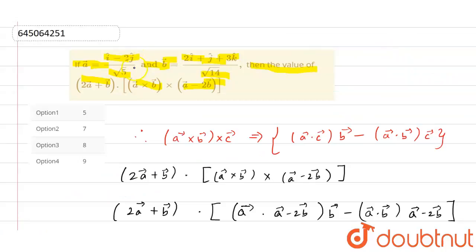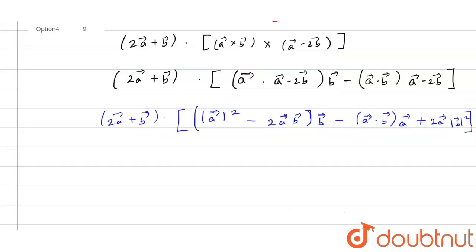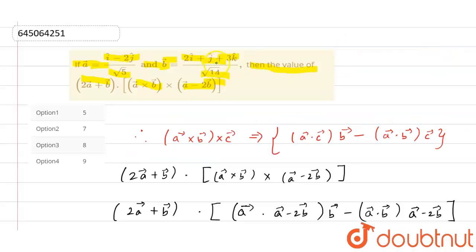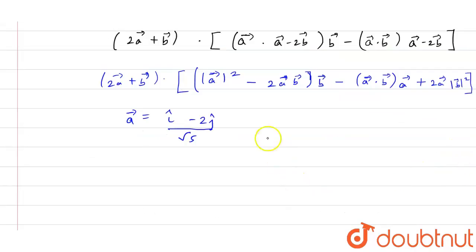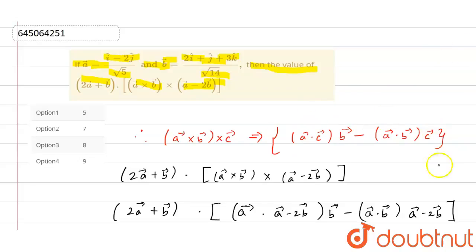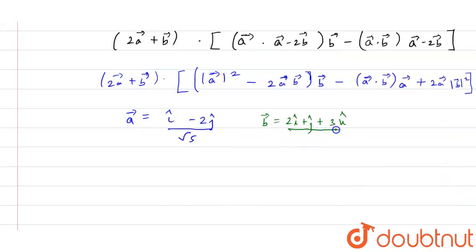Now in the question it was given that a vector is i cap minus 2j cap divided by under root 5. Similarly, b cap is given to us, that is 2i cap plus j cap plus 3k cap divided by under root 14. So now we have to find this value, that is a dot b, similarly modulus of b square, and similarly modulus of a square.